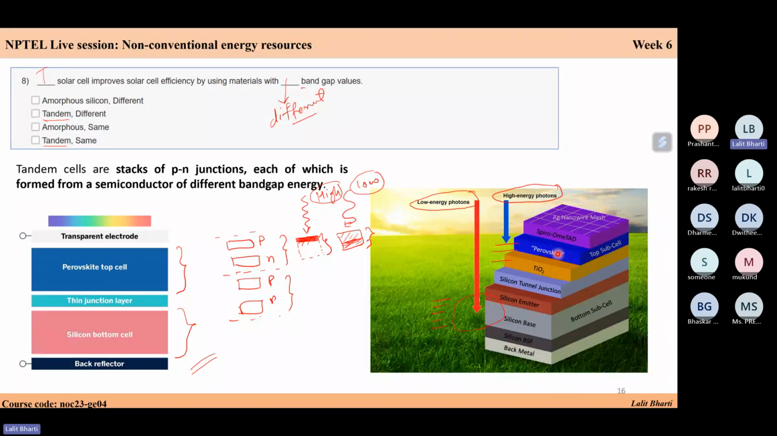So by that, you will have very high efficiency solar cells. Let's say the efficiency was higher for the upper cell for high energy photons. The perovskite solar cell has higher efficiency for high energy photons, and for low energy photons you have higher efficiency for the silicon type of solar cell. So you make a sandwich kind of structure.